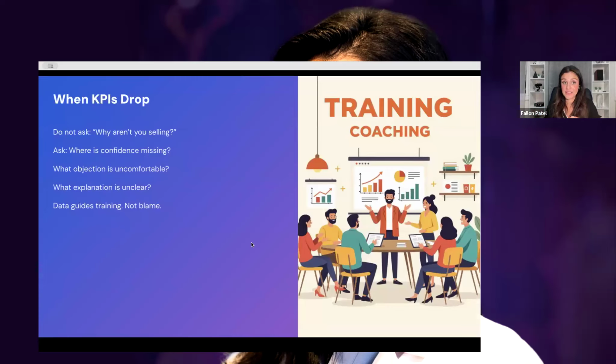And so when those KPIs do drop, right, what do you do? It's really important you approach these situations, and this is where that management experience comes into play. You don't ask that person or the team, why aren't you selling? Why aren't you doing this? It's not encouraging. Instead, think of it like a scientist and try to dissect the different areas why this might be happening.